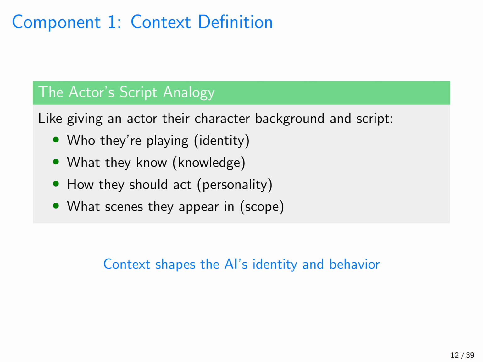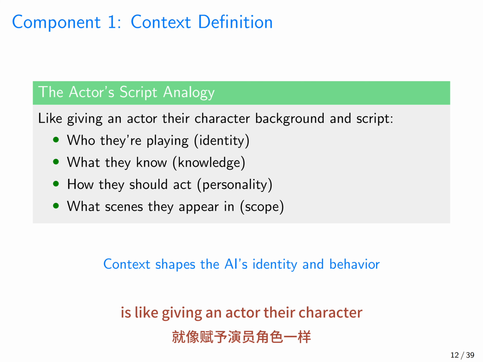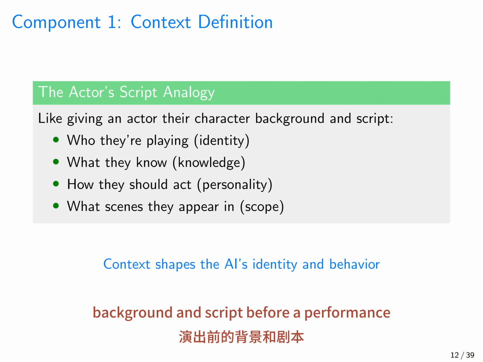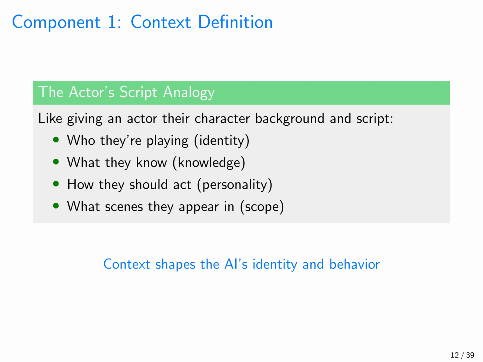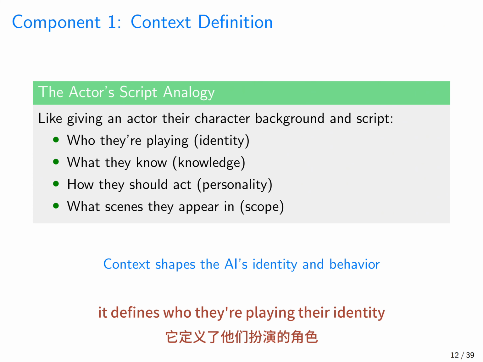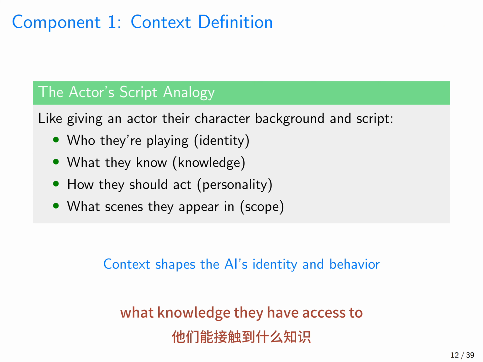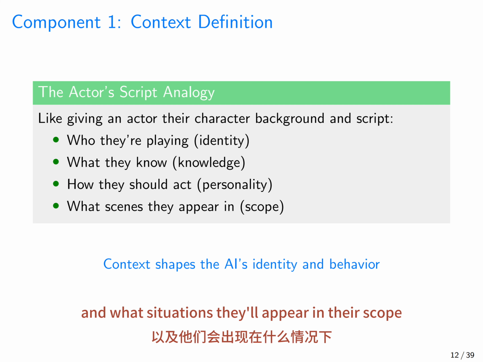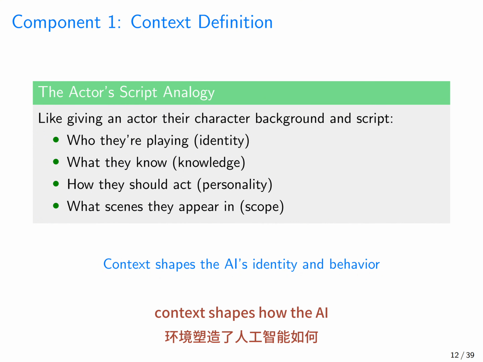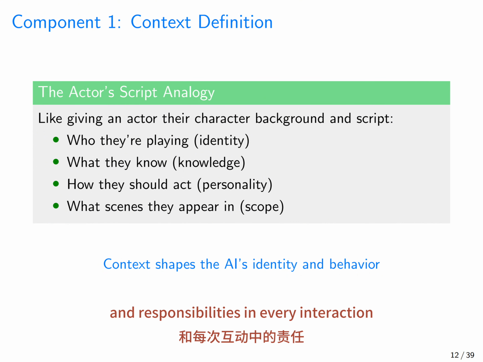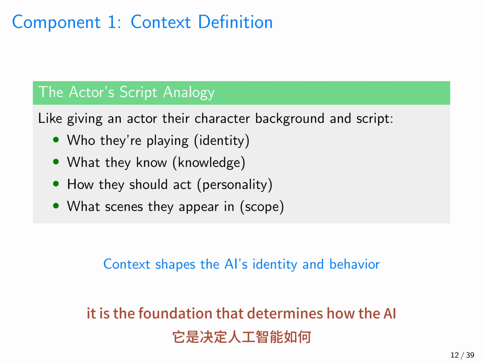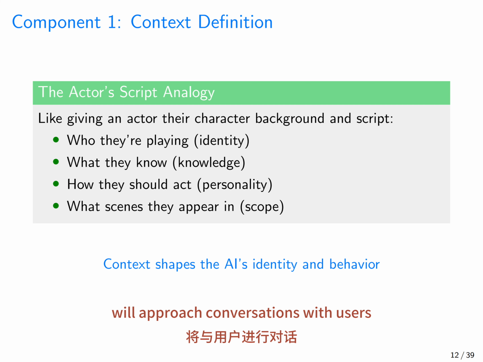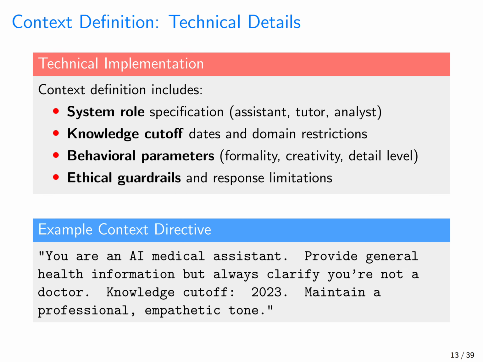The first component, context definition, is like giving an actor their character background and script before a performance. It defines who they're playing, their identity, what knowledge they have access to, how they should behave, their personality, and what situations they'll appear in, their scope. Context shapes how the AI understands its role and responsibilities in every interaction. It's the foundation that determines how the AI will approach conversations with users.